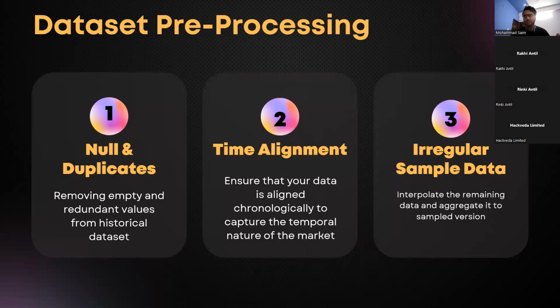So we need to see if that particular data set has any null and duplicate values, and in case it has, we can remove them by employing categorical variable encoding and some other procedures, like using just the Python library to remove them. So we do not have any data which is missing or redundant. Second is time alignment.